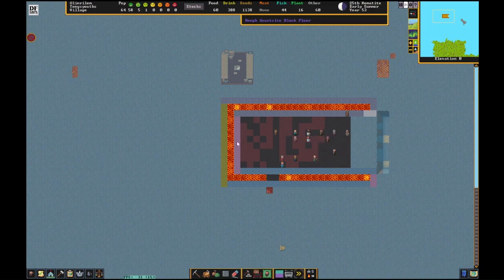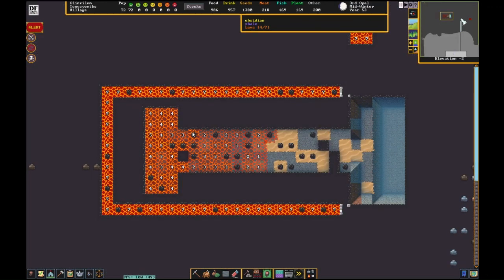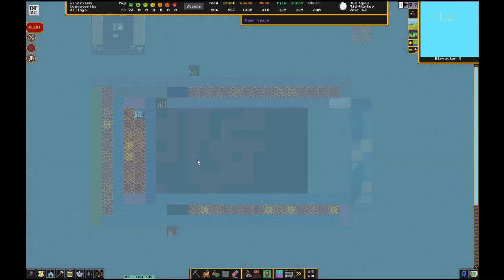So I'm going to make sure, I need you to actually show the footage this time of the water melting and freezing in relation to exactly how much magma is below it on one Z level.